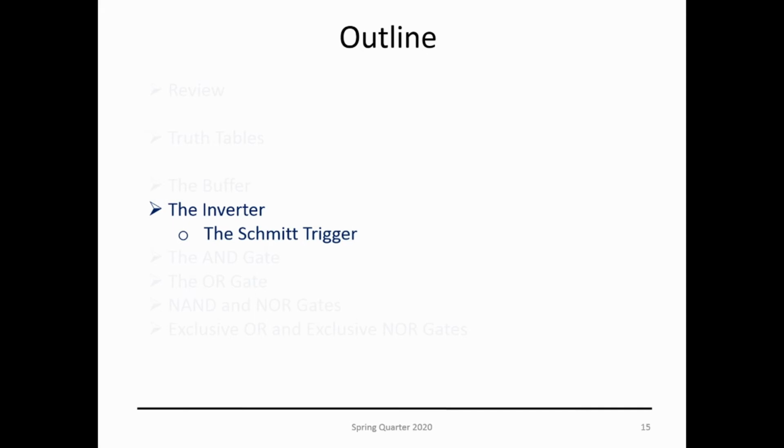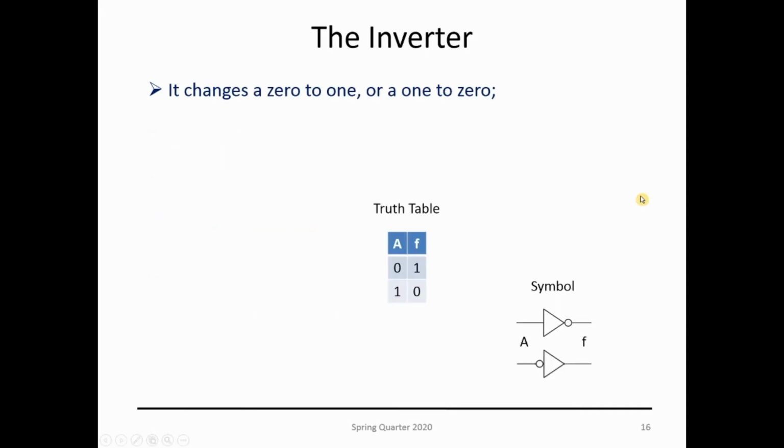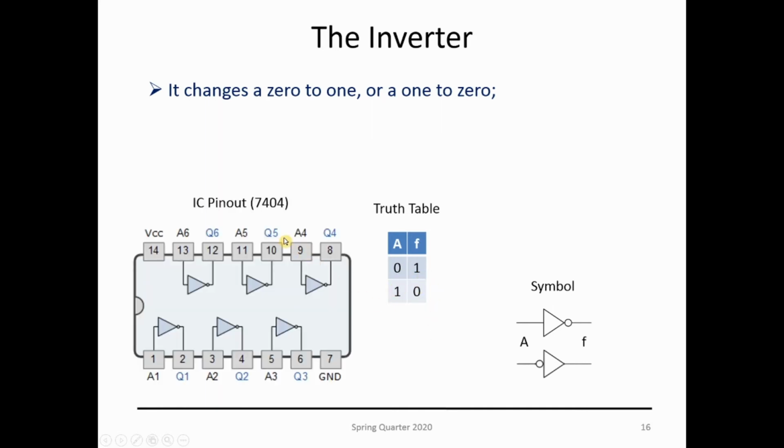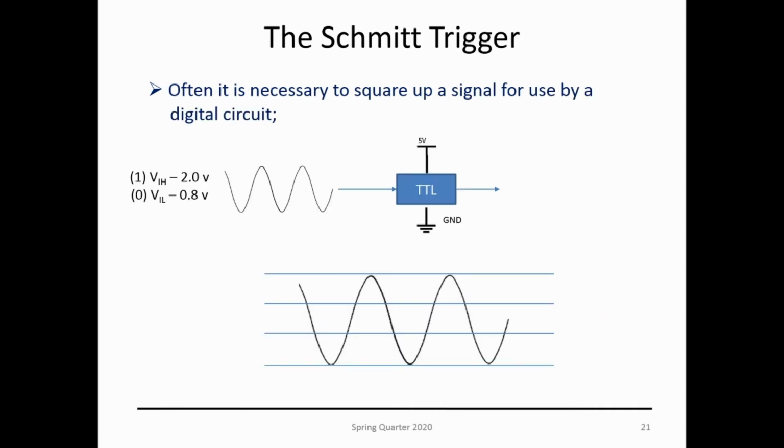Let's go over the inverter and the Schmitt trigger. The inverter operates differently than the buffer. In this case, it's going to invert the signal. If my input is a 0, I get a 1, and vice versa. The famous IC of NOT gates is the 7404. So again, you have a VCC and a ground and 6 NOT gates inside with the respective input and output of each gate on that IC. And the Boolean expression is the negation, which is done with a dash on top of the letter.